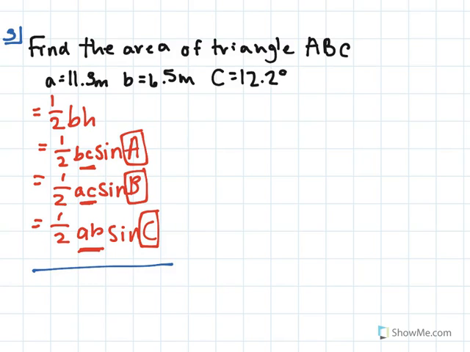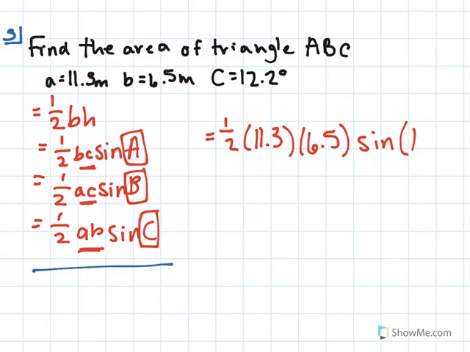So we can say that area is equal to 1/2 times 11.3 times 6.5 times the sine of angle 12.2 degrees. If we were to plug that into a calculator, we would get the area of the triangle to be approximately 7.8 meters squared.